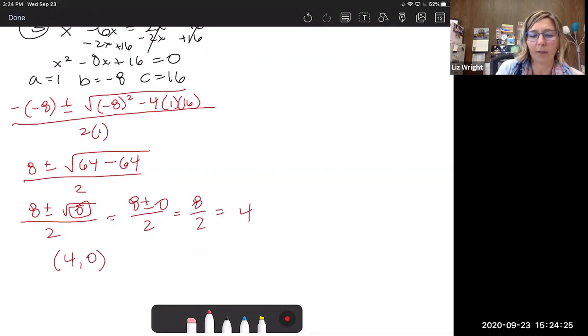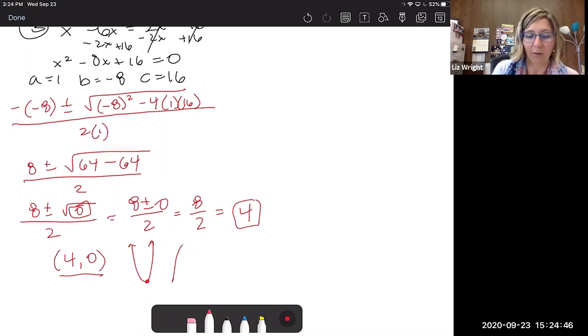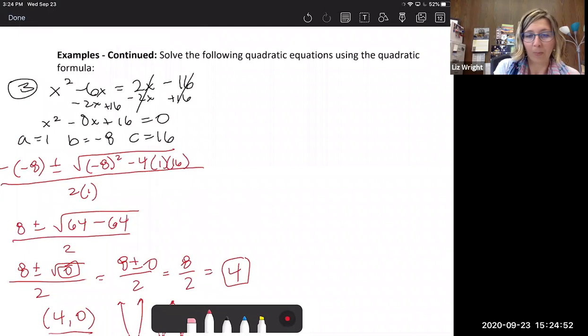So remember, a parabola looks like this, right? How could we only have one intercept? It would be because it's at the vertex. So when we only get one solution, that means that the point that intercepted the x-axis is going to be the vertex of our parabola, whether it opens up or whether it opens down. All right, let's try another one.